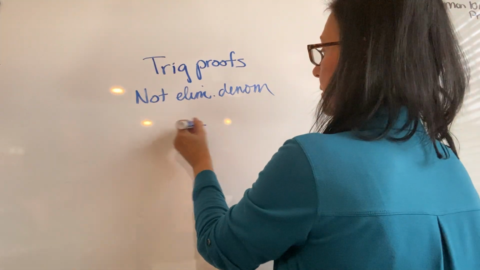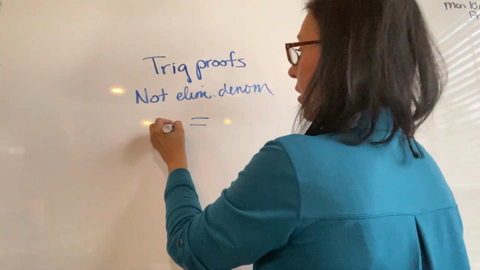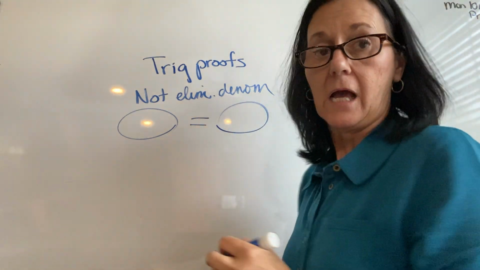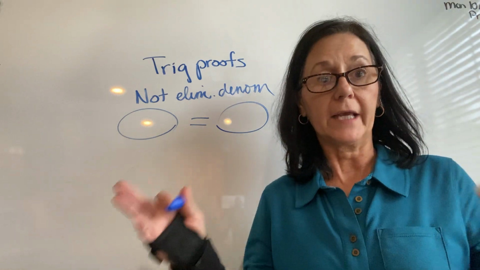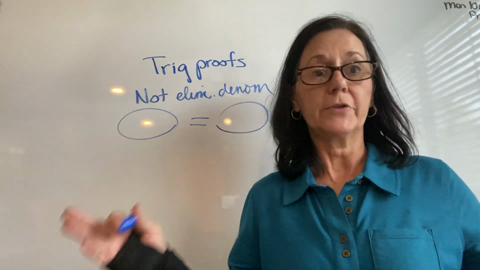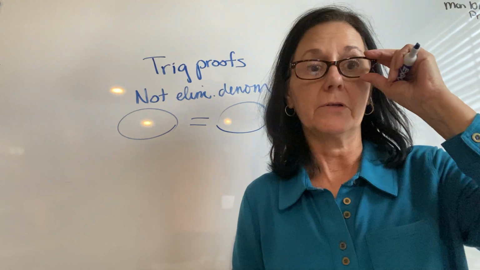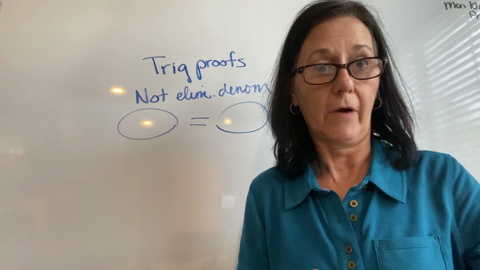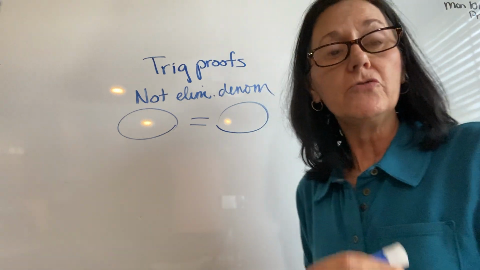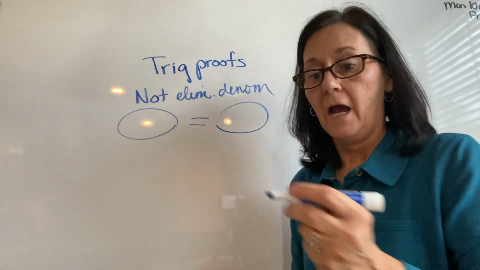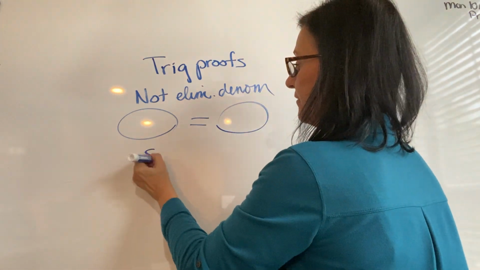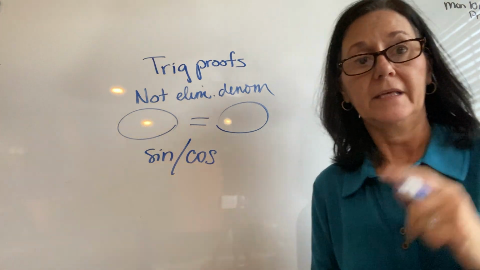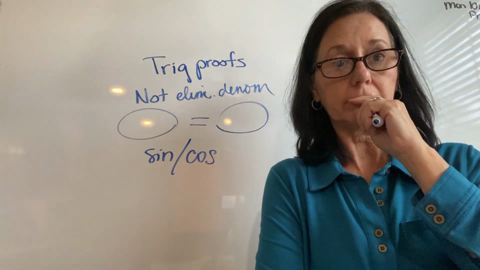We're going to work independently on the left-hand side and on the right-hand side. We're not going to move between the equal sign like we do in algebra. We're going to leave what's on the left-hand side on the left, and what's on the right-hand side on the right. If you can, I always try to write everything in terms of the sine or the cosine, if that's possible.